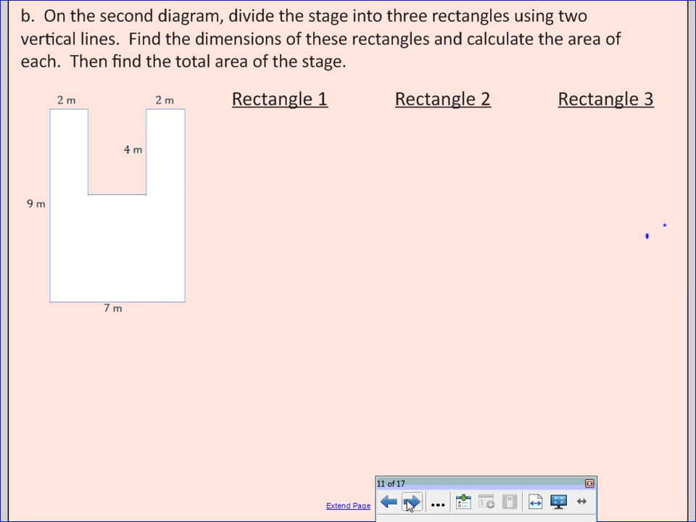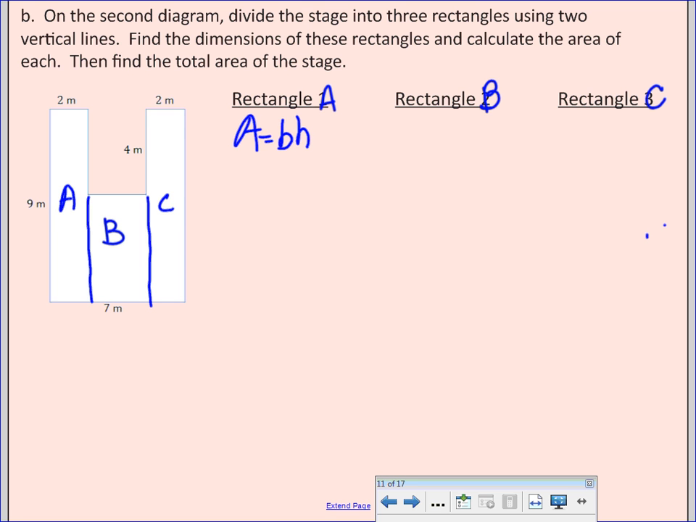Now, another way we could have looked at it is by drawing two vertical lines. So here's one vertical line. Here's another vertical line. So we have A, B, and C. Area is base times height. So what is the base and the height of shape A? Base is 2 and the height is 9. So the area is 18 meters squared.